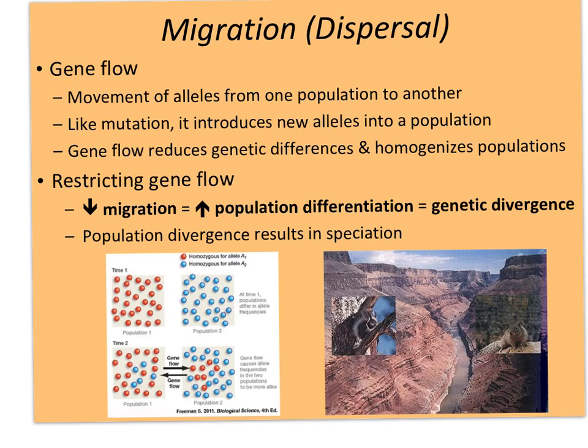So when you get migration, you're less likely to have independent evolution. When you interrupt gene flow, you get population differentiation and genetic divergence, which can actually result in what's called speciation, which we're going to get to shortly, like right now. So the basis of creating new species is often geographical, because of some barrier to gene flow.